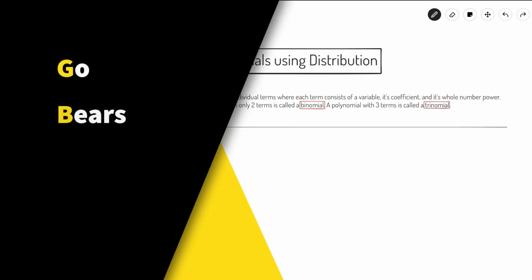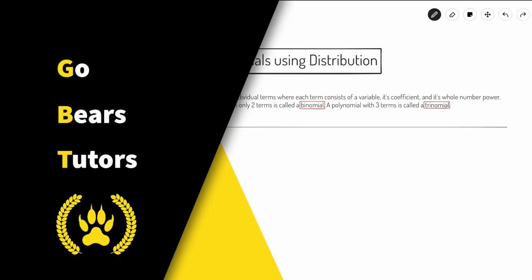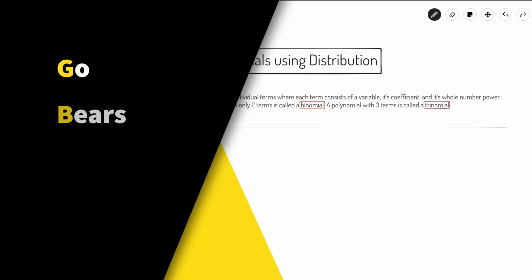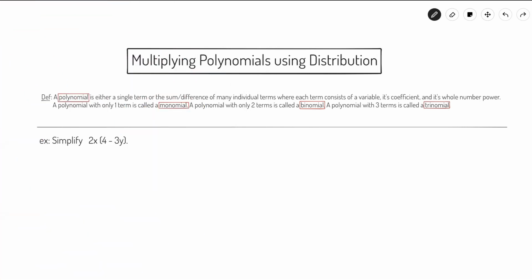Hello everybody! In this video, we will be exploring how to multiply polynomials using distribution. Before we dive in, of course, we should make sure that we're familiar with the definition of a polynomial, which I have written up here near the top of the screen. My personal definition of a polynomial says, a polynomial is either a single term or the sum or difference of many individual terms, where each term consists of a variable, its coefficient, and its whole number power.